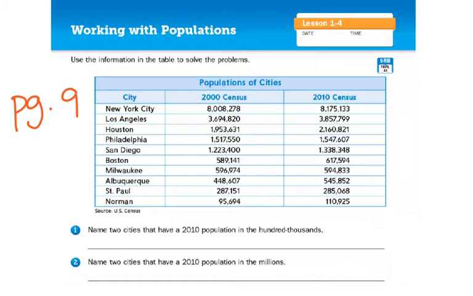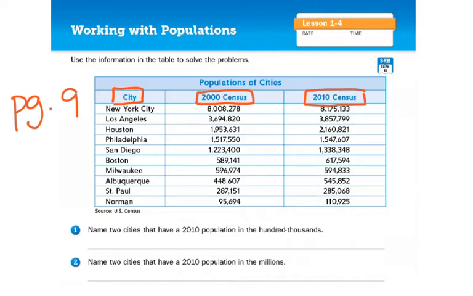Before I start, I want to look at this table. I notice that some cities are located in the first column. In the second column, the 2000 census. The census is when they count the number of people, and that's done every 10 years. And 2010.